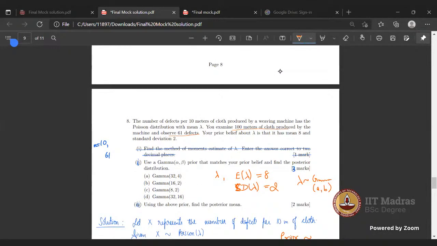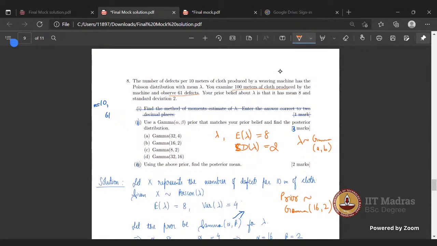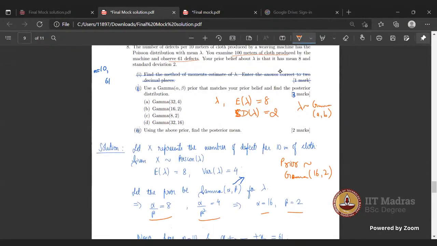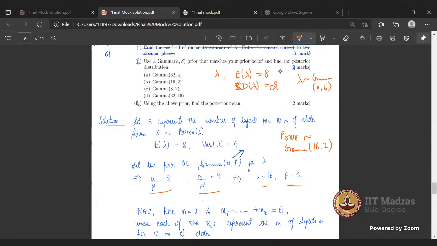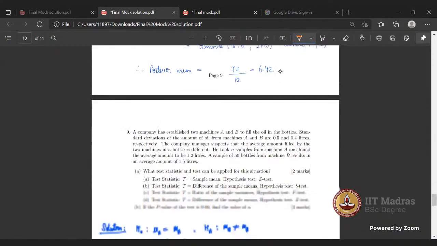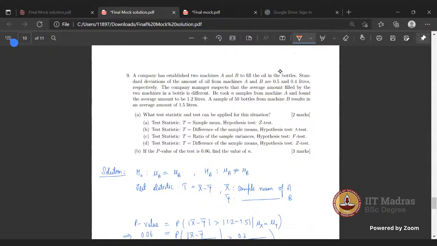Ma'am, sub question 1 is deleted. That means that is not in the portion, is it? Moments. Oh, no, it is not there. That was not there in the mock. In fact, you should have removed the Bayesian estimate. That would have been more helpful.